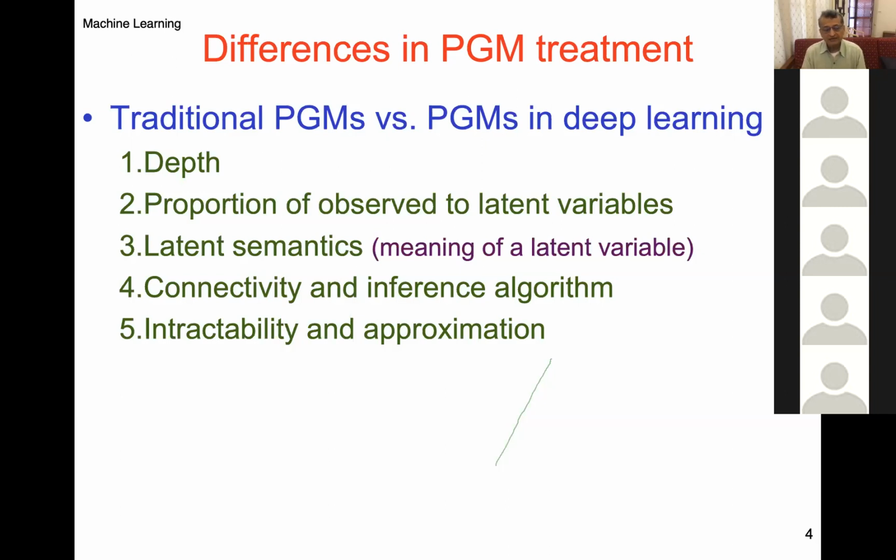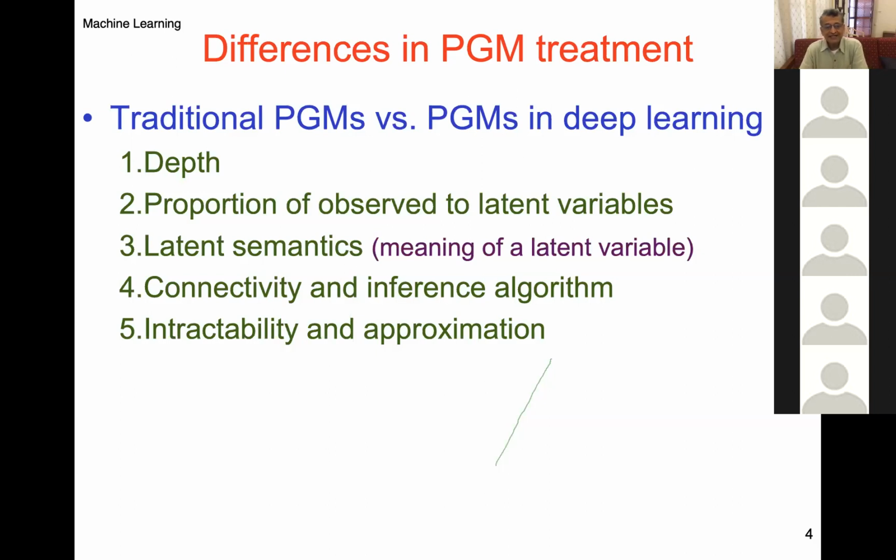So we look at it with a lens of 5 viewpoints. Depth, what kind of depth is there in these networks? It's how many layers and layers and layers, or what is the path length going from one node to another node? What is the maximum path length? We can define that as the depth. And we can also talk about proportion of observed to latent variables. So are all the nodes observed or unobserved, or a certain proportion are observed and a certain proportion are latent? Right, that's a second category.